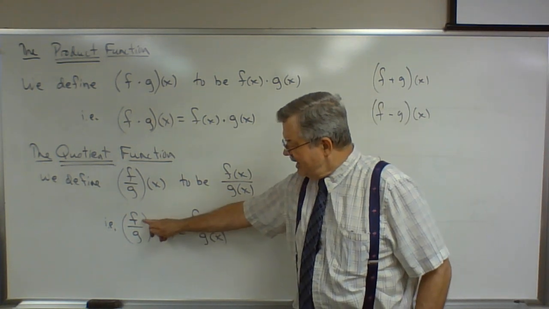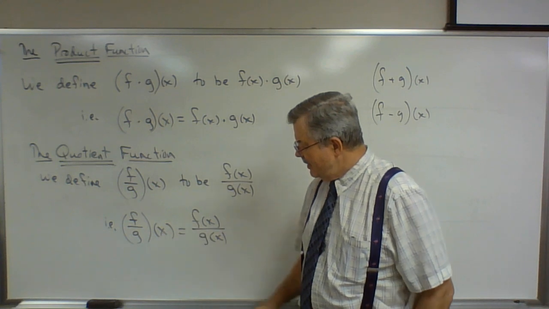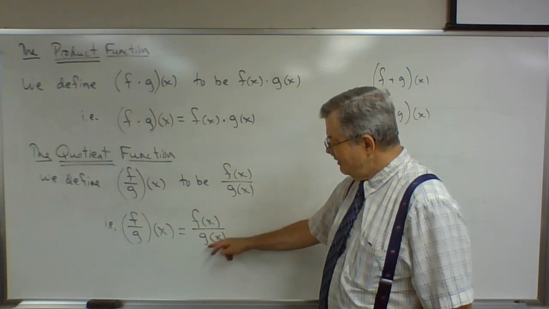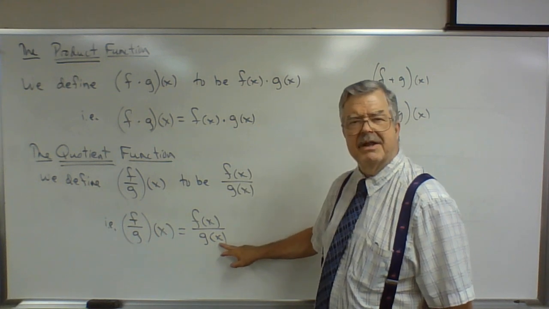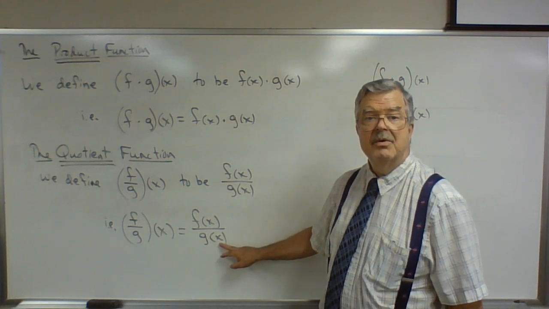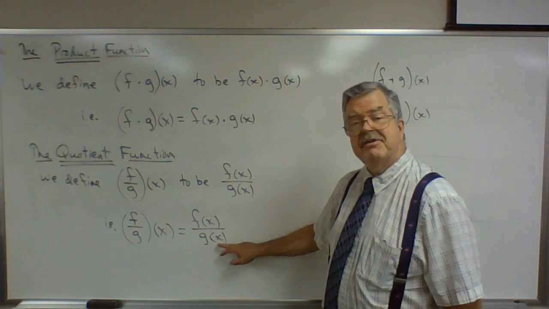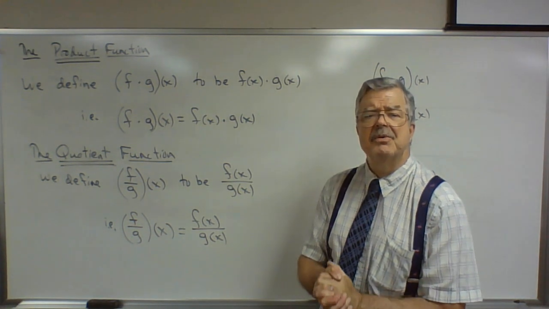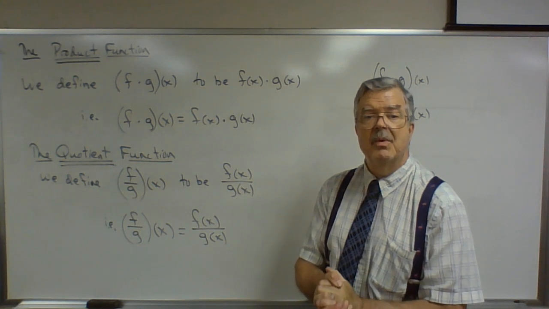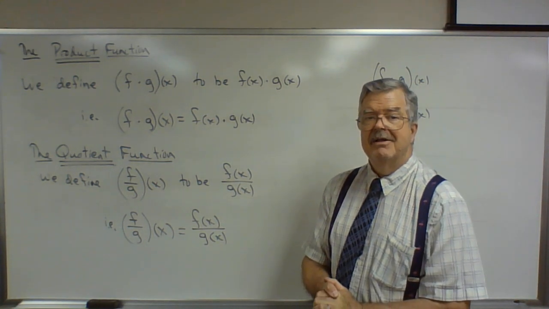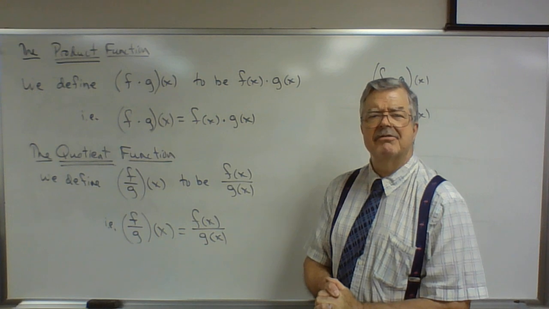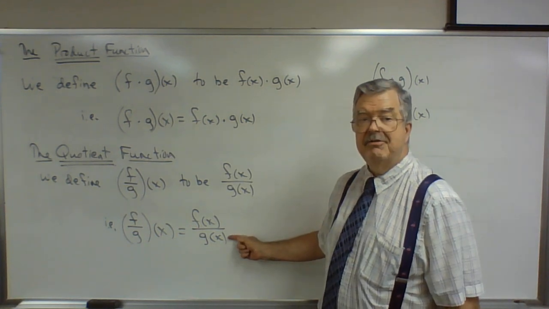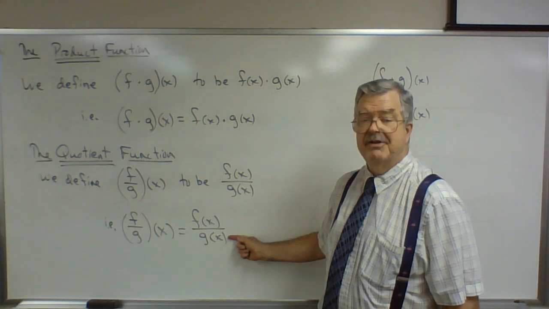Here's how we define f divided by g evaluated at x. It's f evaluated at x divided by g evaluated at x. And every time we divide by something, we have to make sure that we don't do what? The biggest sin in mathematics. We have to make sure that we don't divide by 0.